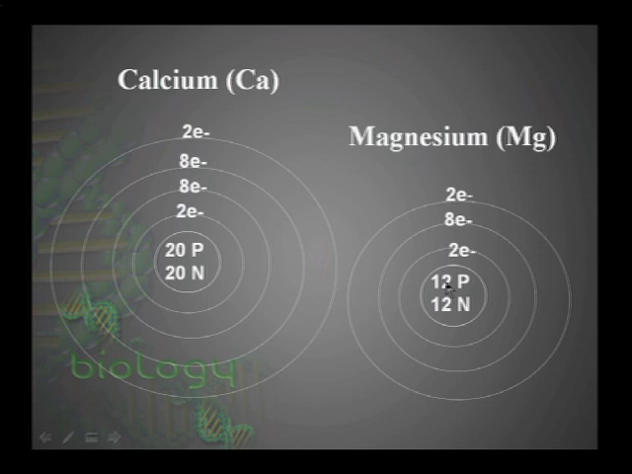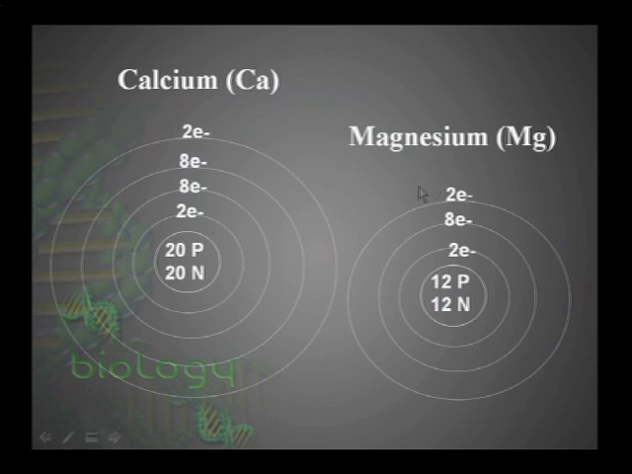Magnesium, atomic number 12, so 12 protons. It also has 12 neutrons in the nucleus, and we would assume 12 electrons. So 2 in the first orbital, because it's all it will hold. The next 8 in the second orbital, that's all it will hold. And the next 2 into the third orbital. So calcium and magnesium both have 2 electrons in their outermost shell.